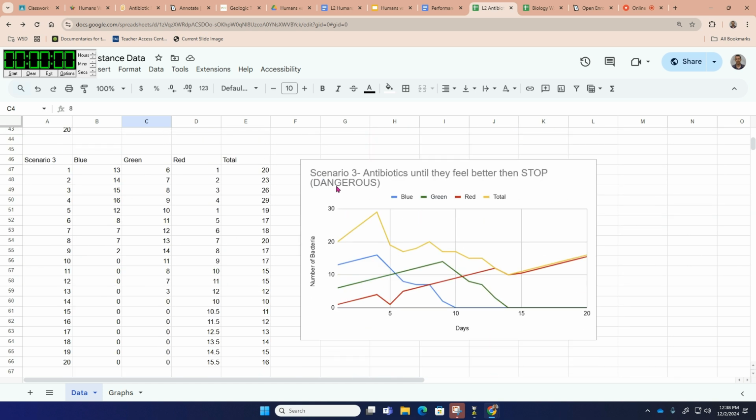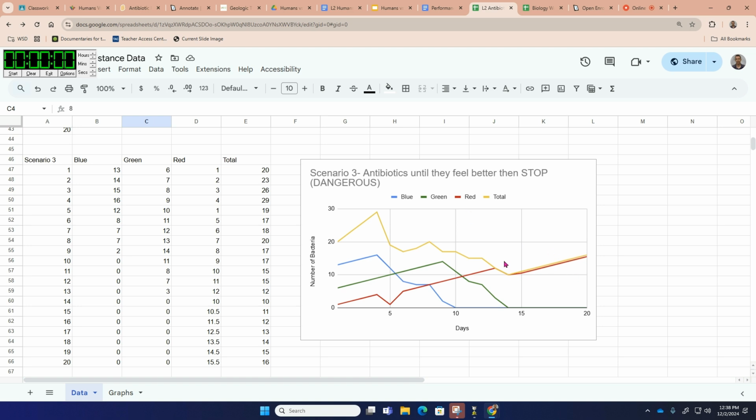Now, scenario 3, this is the dangerous scenario. In this case, we take antibiotics until we feel better, and then we stop. Well, look at what happens here. We kill off the blue and the green. That's the least resistant and the normal resistant bacteria. And at that point, we feel pretty good, so we decide to stop taking the medicine. Well, look at what happens. The bacteria that are left are the red resistant bacteria, and they are going to grow.